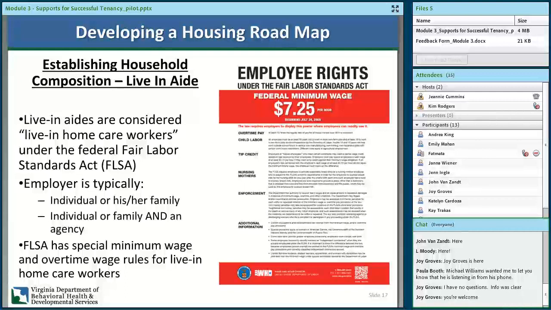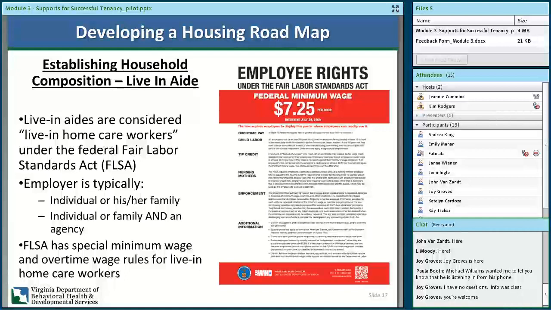If the individual or the individual's family directly engages a live-in aide to perform specific supports, sets the aide's schedule, tells the aide what tasks to do or when to do them, pays the aide or can hire and fire the aide, then the aide is probably employed by the individual or his or her family.